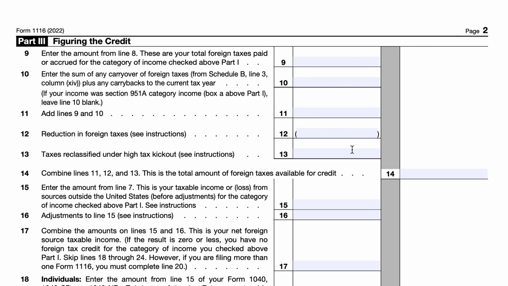In line 13, you'll enter foreign taxes that were reclassified under a high tax kickout, and according to the instructions, you must adjust the foreign taxes paid or accrued if they relate to passive income that is treated as other category income because of high taxation. You will enter this as a negative number, the amount of your foreign taxes related to that income.